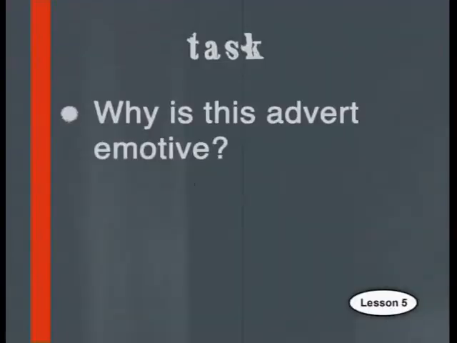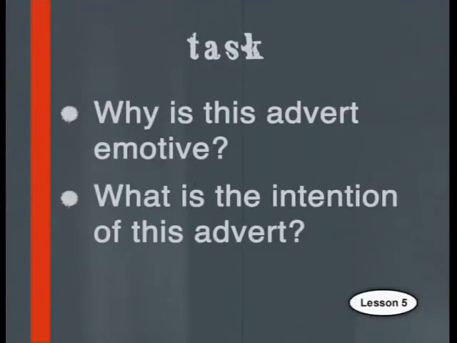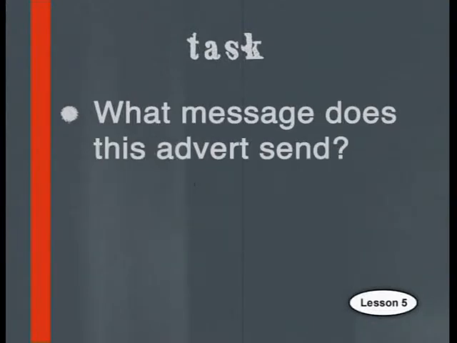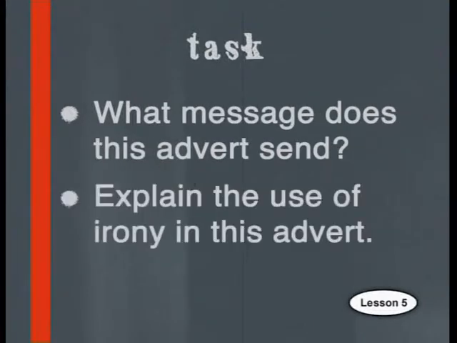For another chance to analyze an advert, here's today's task. Watch the following public service announcement and answer the following questions. Why is this advert emotive? What is the intention of this advert? What message does this advert send? Explain the use of irony in this advert.